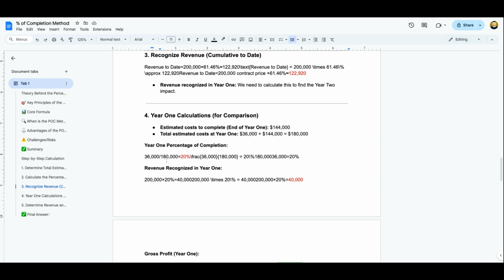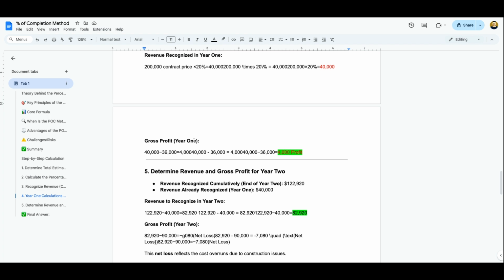Then we take the percentage fraction so we know how much revenue to recognize. We take the year one cost of 36,000 over the total cost of 180,000. That gives you a 20% ratio. You multiply that by the original contract price, which is given in the question. Now you have 40,000 to recognize for comparison.